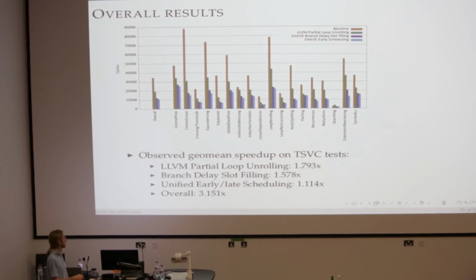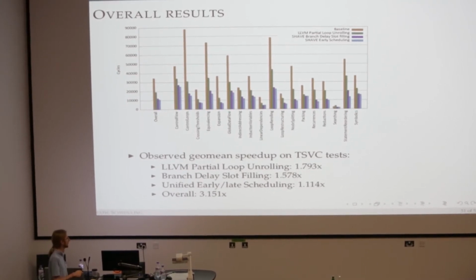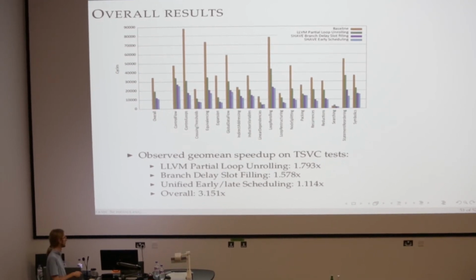The biggest gain was simply to enable this partial loop unrolling that's already present in LLVM, which gives us a 1.8 times speed up. This branchless slot filling optimization we've implemented gives us around 1.6x. And finally, using the same scheduler before and after scheduling gives a 1.1 times speed up. Overall, that's a 3 times speed up for only 3 optimizations. So we think these 3 are quite important to implement in this kind of architecture to get good results.